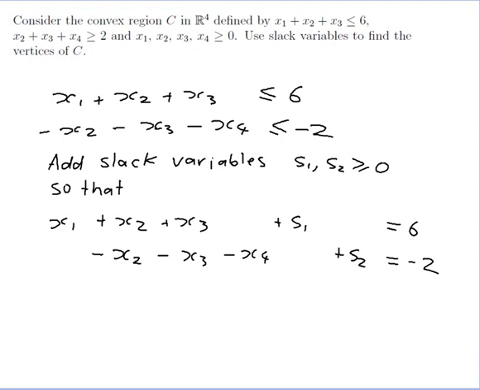So let's see. 1, 1, 1, 0, 1, 0, 6. And 0, minus 1, minus 1, minus 1, 0, 1, minus 2. That's what my matrix looks like. And if I do the same thing I did before and cross out all the middle variables, you can see that the reason I know that x1 is 6 and s2 is minus 2 is because I have a little identity matrix just here.